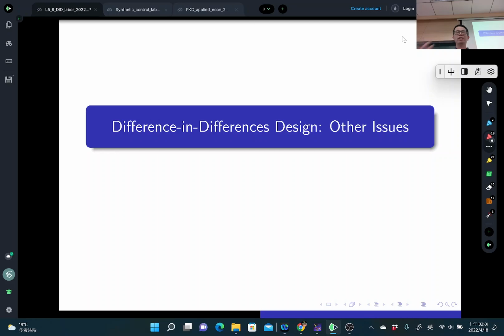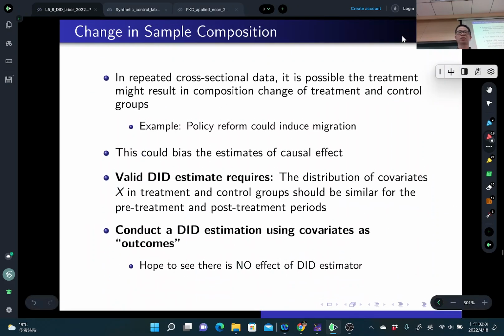Okay. So there are some issues to consider when you do the difference design. One important issue is the change in sample composition. This is especially true if we use repeat cross-sectional data to implement the difference design. In the difference design, you don't need to follow the same individual or the same firm or the same household over time. But it's good if you can.